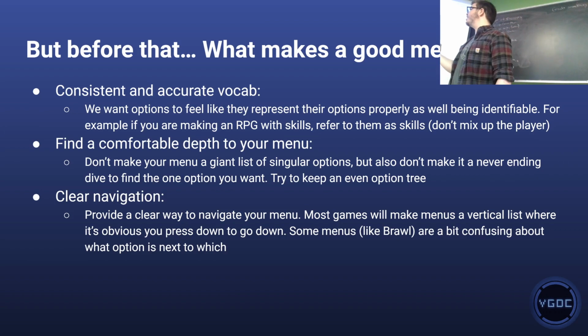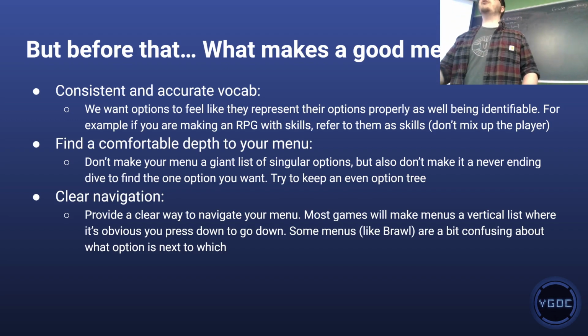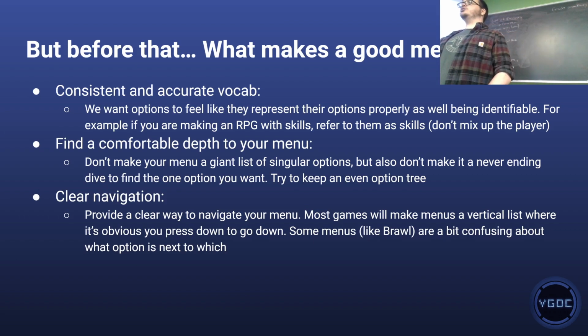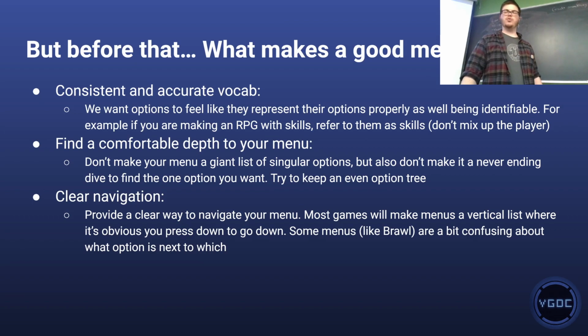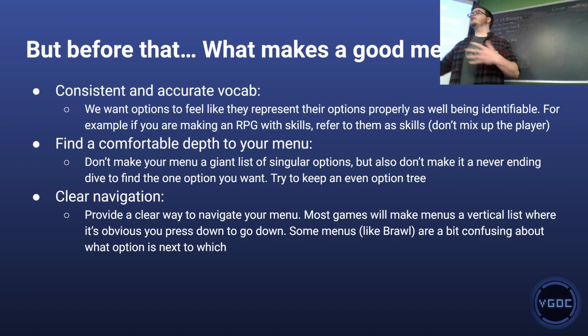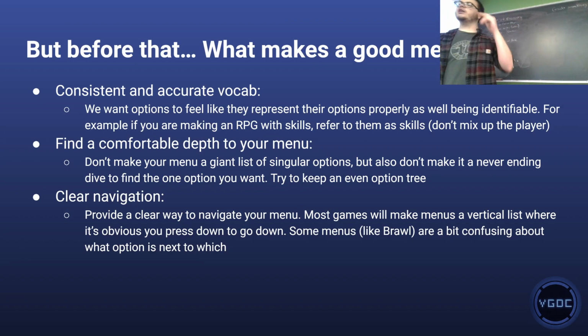One game I think does it not very well is Brawl. It's got the four quadrants thing. If you hit down, you go to the right. Or you hit right, you go up. It's trying to be very clear about what actions correspond with what direction in your menu, and navigation should be clear. So when you're laying out your menu, keep that in mind. How am I going to control through this?